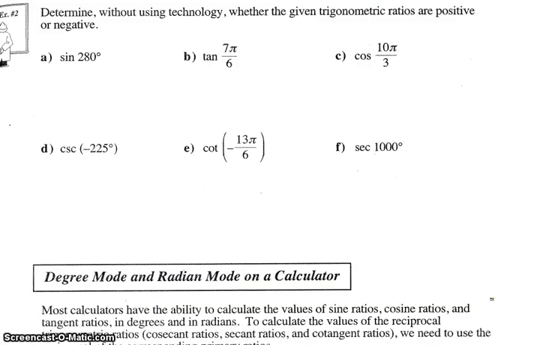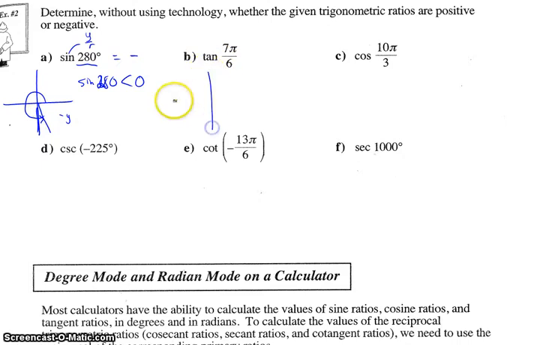Okay, so example 2: determine, without using technology, graphing calculator, whether the given trig ratios are positive or negative. So what we want to do first is figure out what quadrant we're in based on the angle given. So 280 degrees, if you recall, 270 is down here. So 280, a positive angle, would be just past 270. So we're in quadrant 4. Now sine, if you recall, is y over r. So y down here would be negative. R is always positive, so therefore this would be negative. And another way to write that is basically sine 280 is less than 0. That's another way to do that.